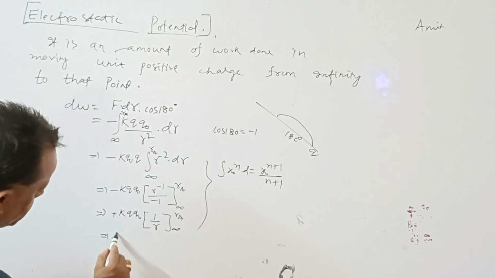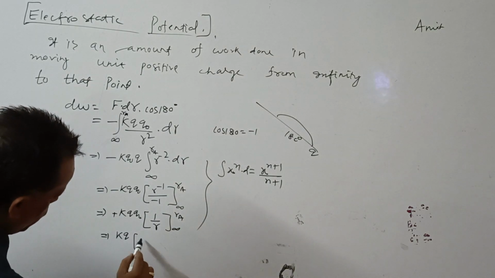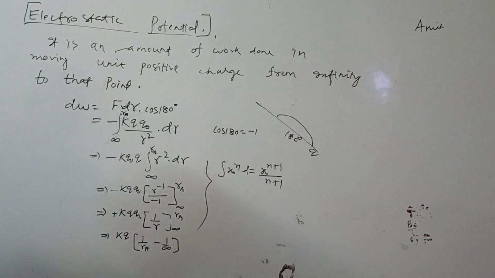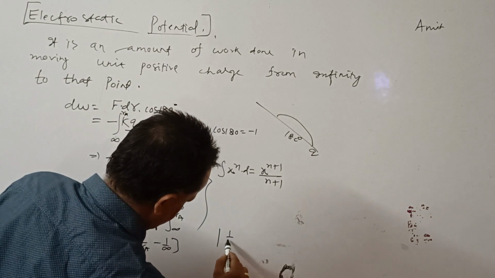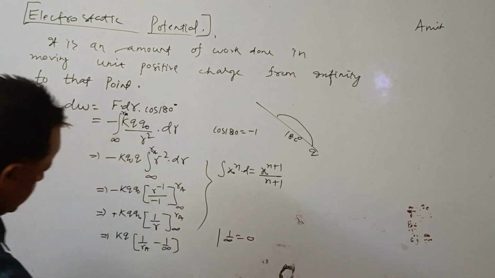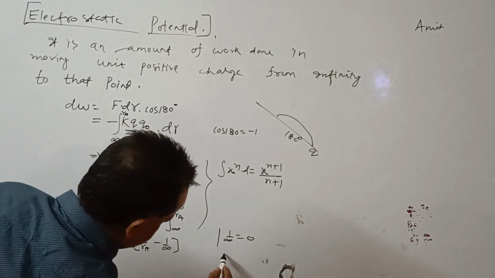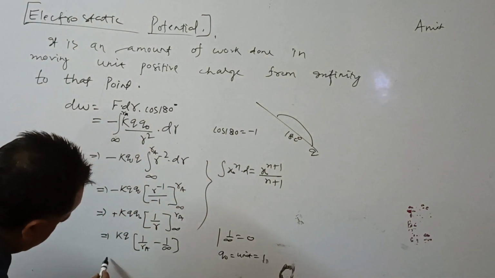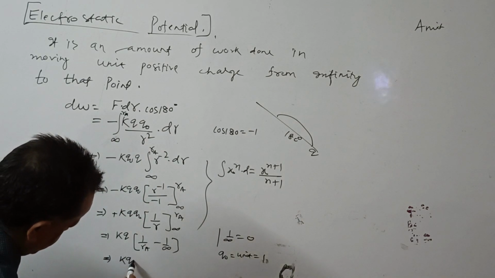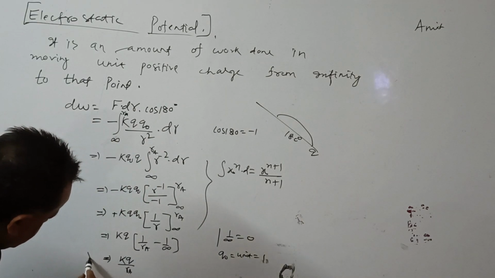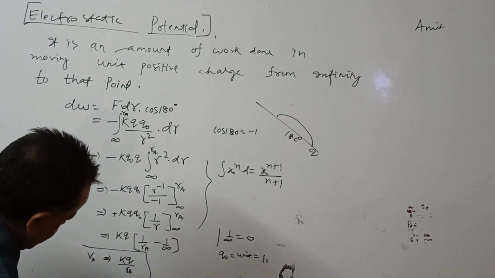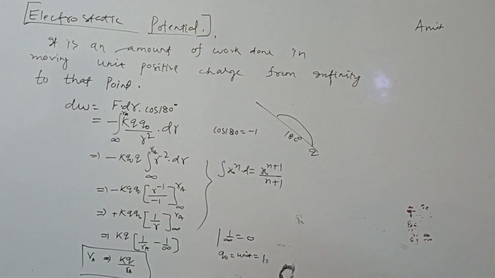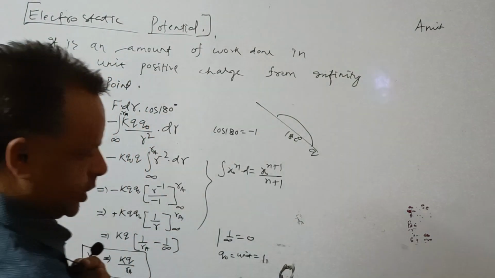So what we are getting is K Q, 1 upon Ra minus 1 upon infinity. 1 upon infinity is coming out to be 0, and Q naught is basically unit charge, so the value is 1. So what we get is K Q by R. This is the electrostatic potential. This is the first derivation of the potential.